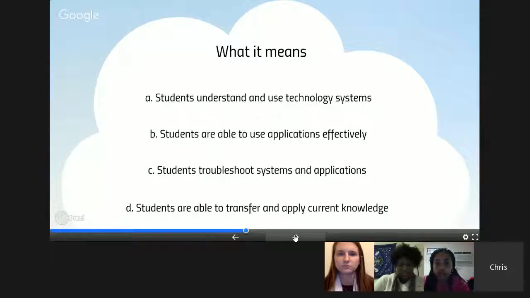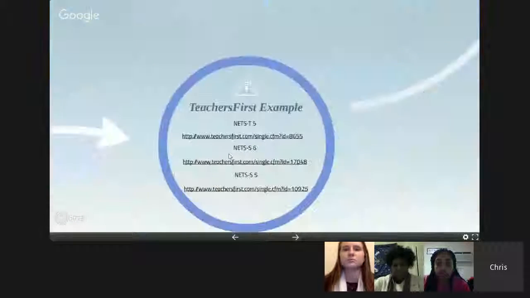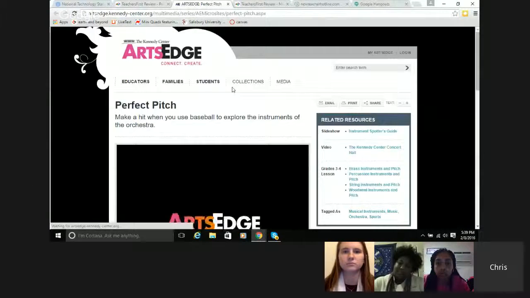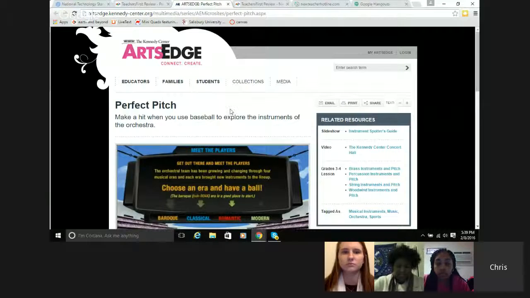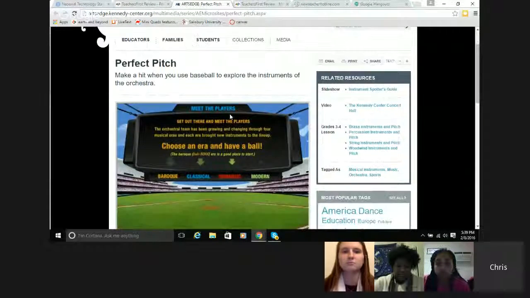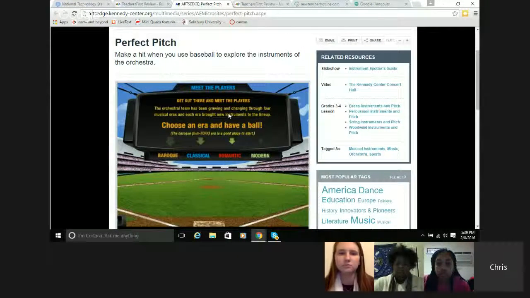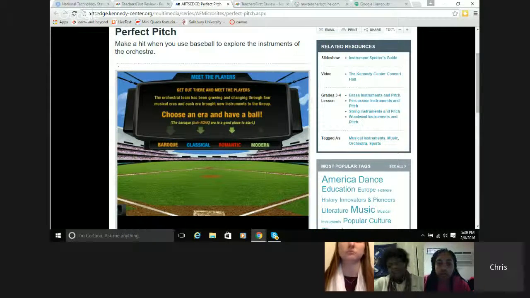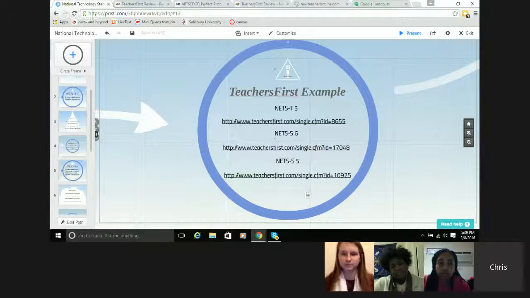An example of that I found on Teachers First is this app called Perfect Pitch, and it teaches students about orchestra using a baseball game. Prior knowledge of baseball can help them to learn about the music, and computer games that students have played in the past will also help them to understand that application.